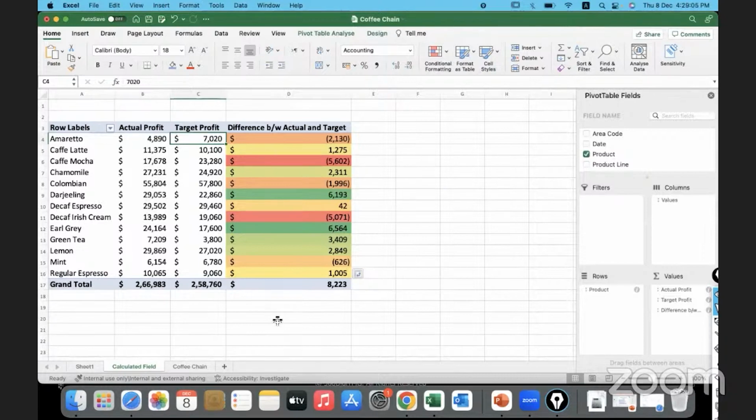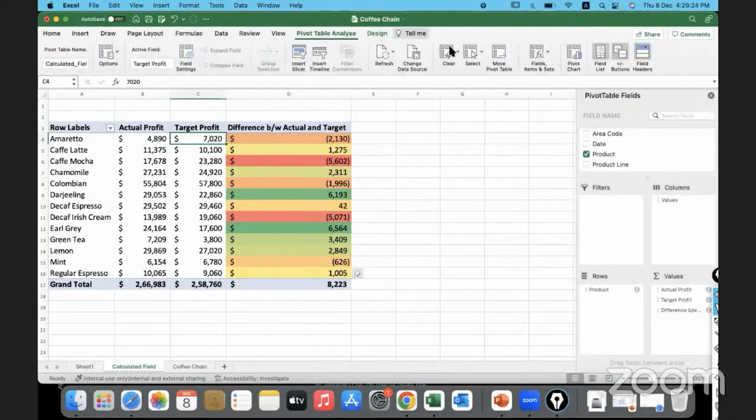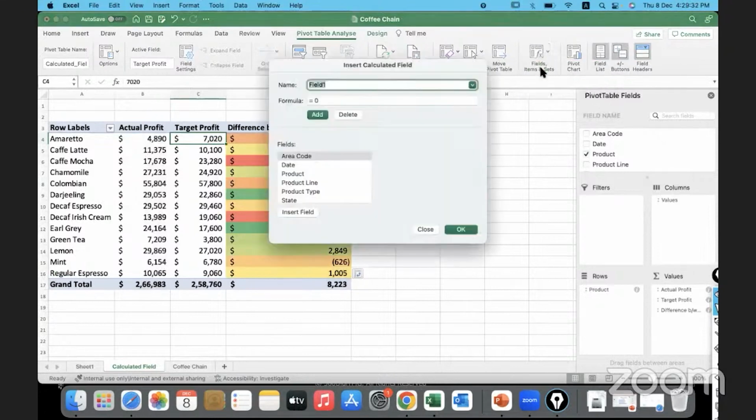Now, how about showing this data as percentages? By what percent did we miss the target? By what percent did we go beyond the target? Showing the difference as a percentage is what we will talk about now. Okay. So how to do that? I'll have to create one more calculated field. So on the pivot table analyze ribbon, I will go to the fields option, and from here, I'm going to create another calculated field.